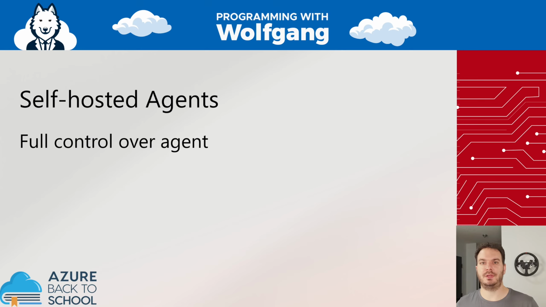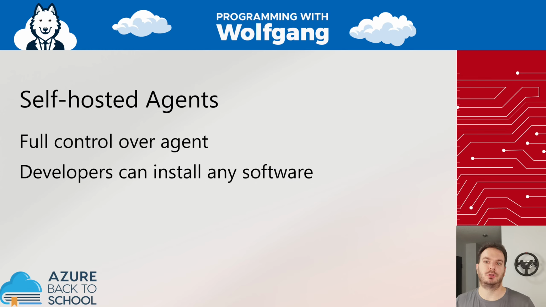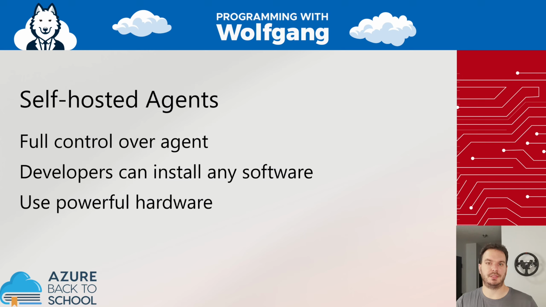Whereas Microsoft took care of everything with the Microsoft hosted agents, we take care of everything. This means we have full control over the agent. We can decide what software we want to install, where to run the agent, how to integrate it, and so on. This means as a developer, I have full control over it. So if especially I have some exotic software, I can just connect to my agent, install it, and then use it. And also with the resources, I can use any hardware I want. I can install it on my developer machine, or I can install it on a massive server and use this one. Whatever I need, I can use.